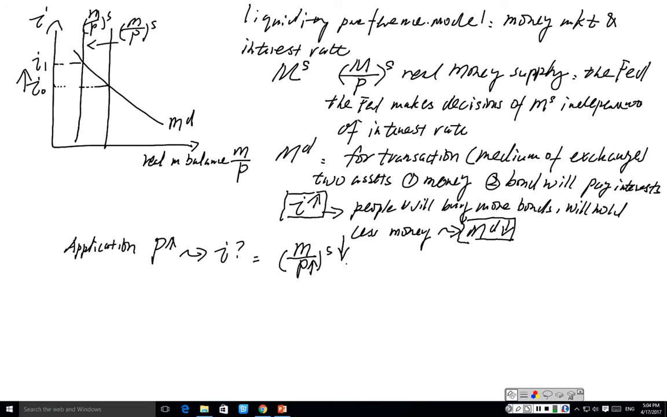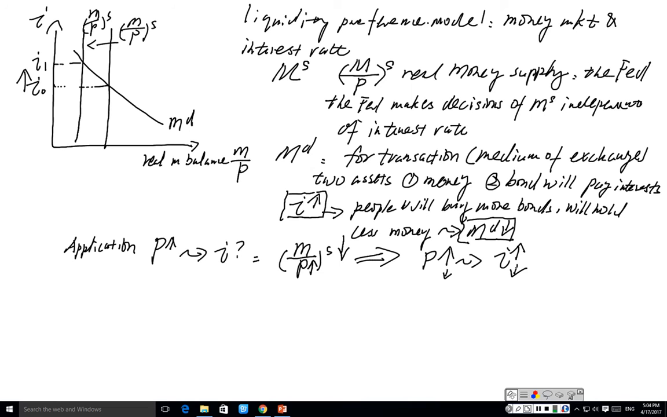So now we get a conclusion. Using the liquidity preference model, when the price goes up, it will push up the interest rate. Yet at the same time, you can imagine if the price goes down, the interest rate will go down.